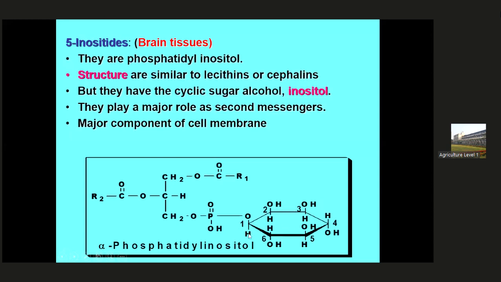And this inositol will link with this phosphate group of the phosphatidic acid. Then the phosphatidic acid with the inositol is called the inositide. This structure very much resembles inositol, and when the number 1 hydroxyl group of the inositol links with the phosphate group, the phosphatidic acid will be converted into inositide.